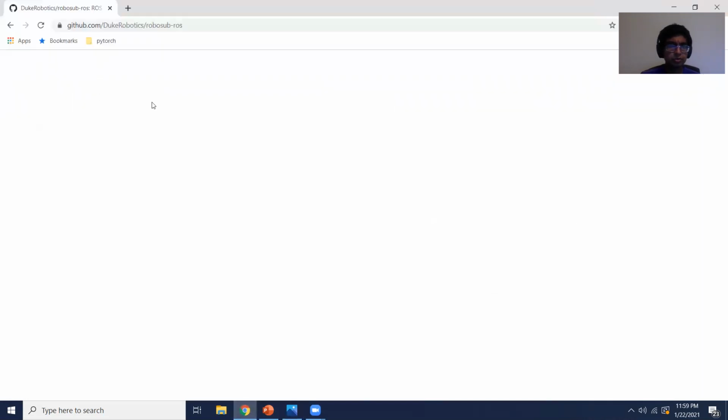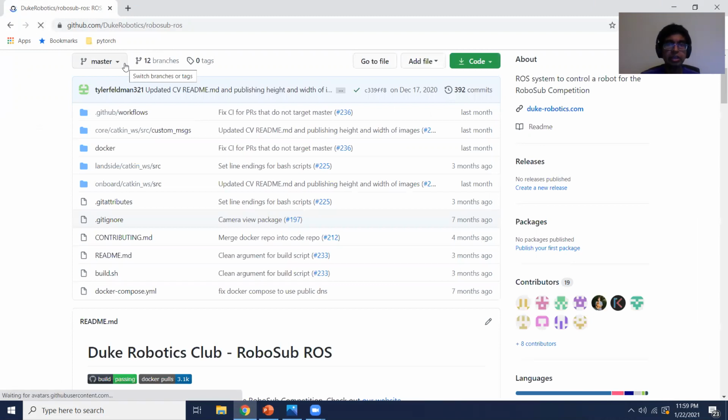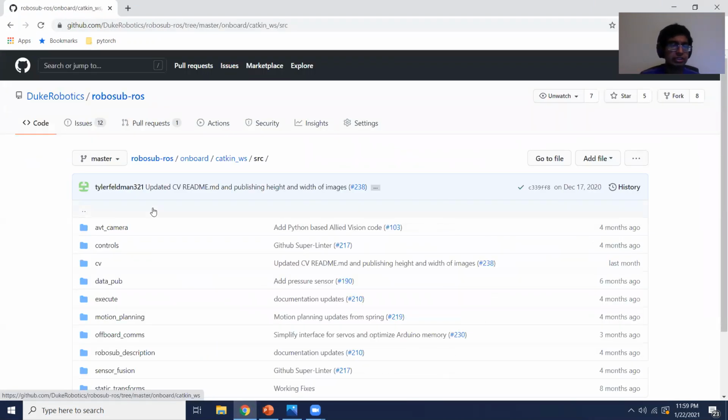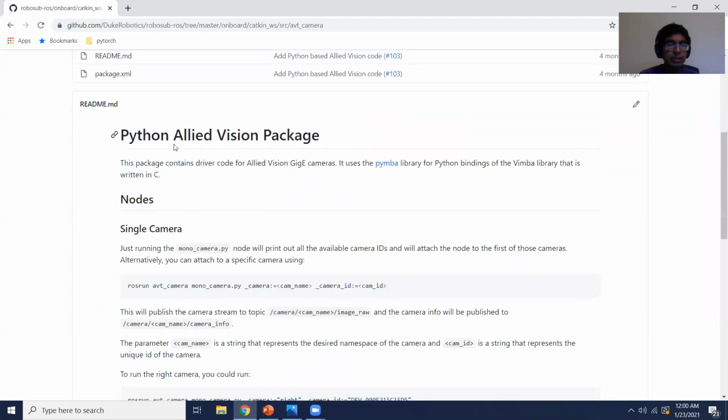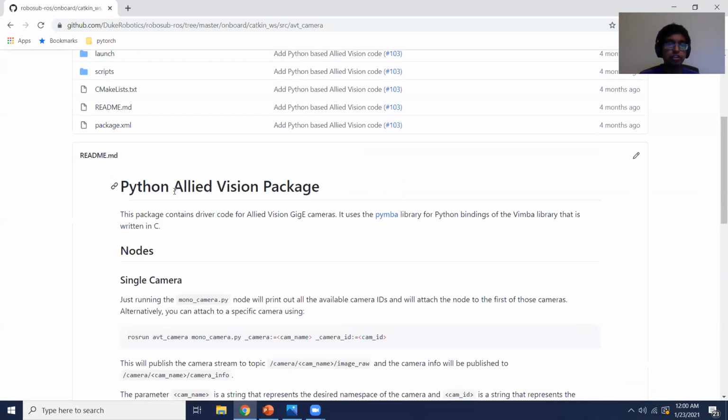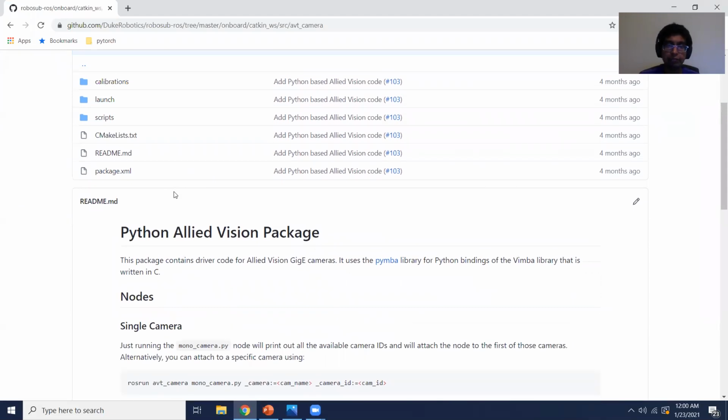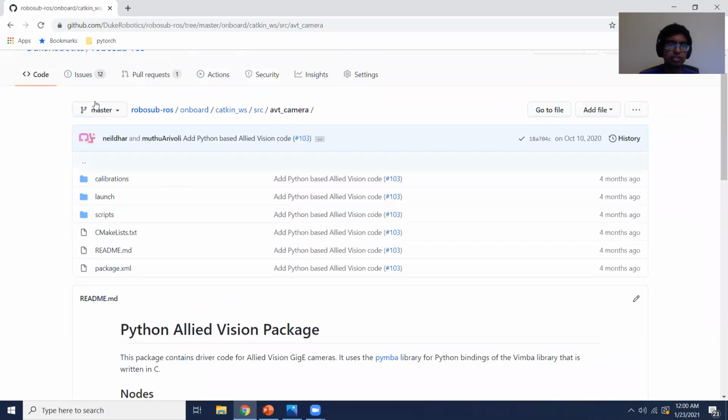I'm going to take a few minutes just to describe our code base, namely the packages we maintain. I just want to point them out and detail what they do. So the packages we maintain onboard in the electronics team: we maintain AVT camera. This is basically the package that interfaces with the cameras and publishes the image data so that other packages like CV can use this image data. This is basically the camera driver package.